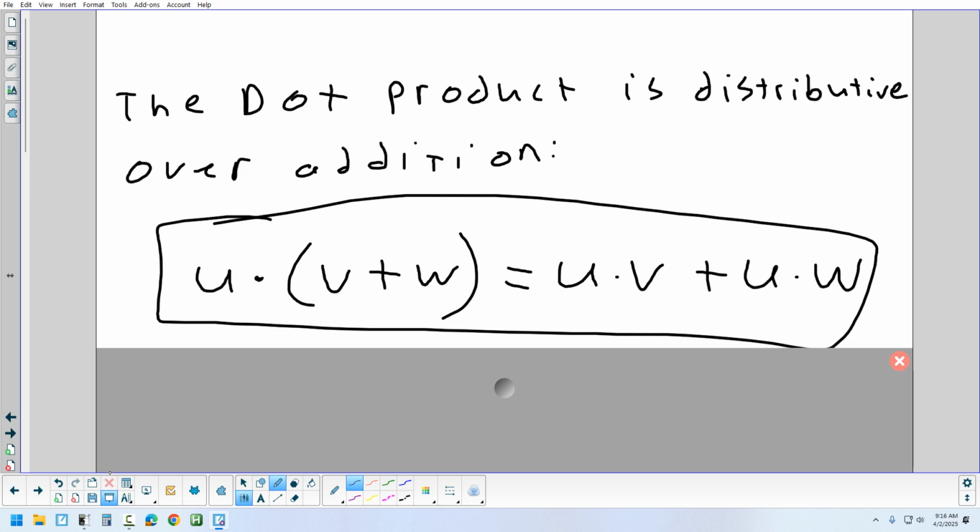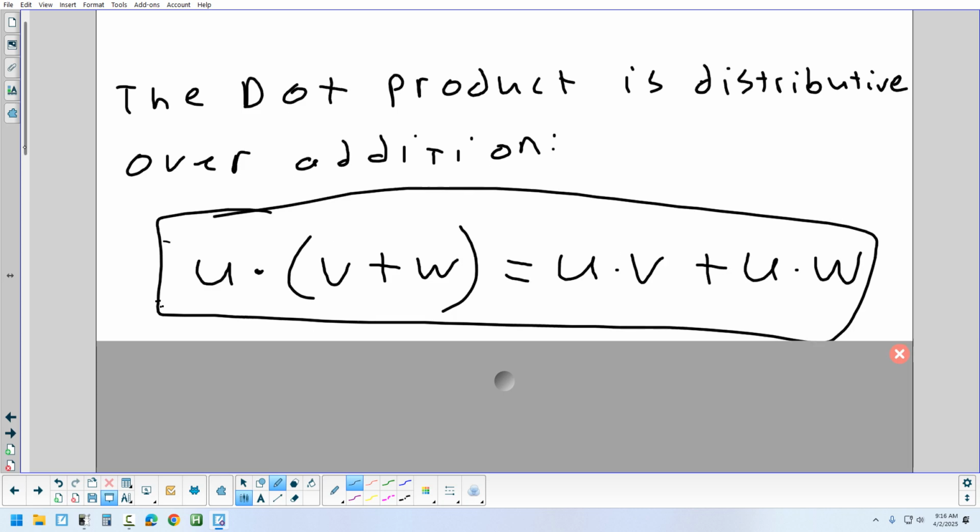But dot product, it is distributive. So you could do FOIL with it. You can, double distributive property. This is just a single distributive property. But you could do U dot V plus U dot W. Or you could add V and W together first and then do the dot product second. So you can distribute if you want. That does work. Okay, and we're going to need that idea for something we're going to do in a minute.